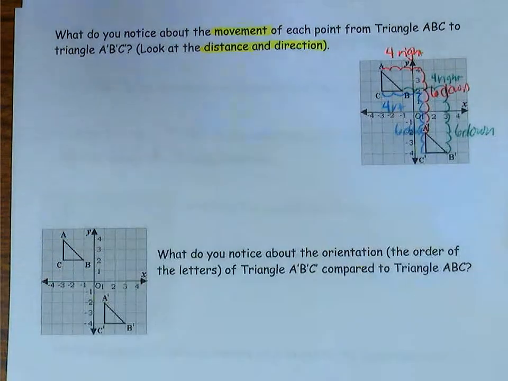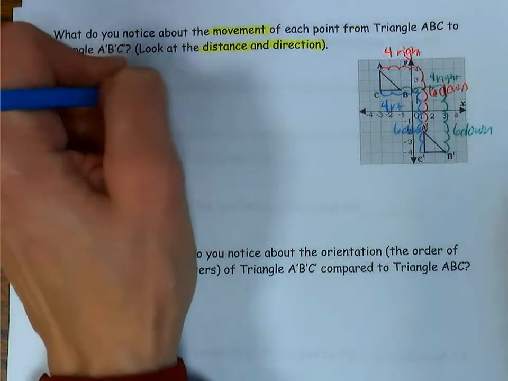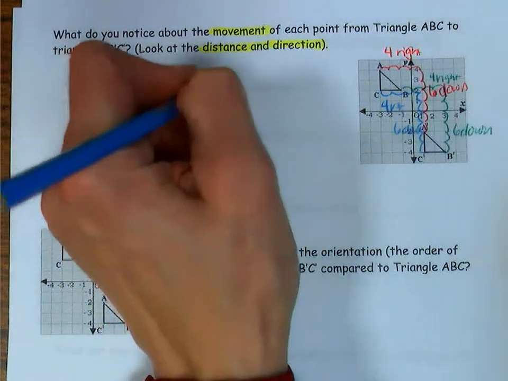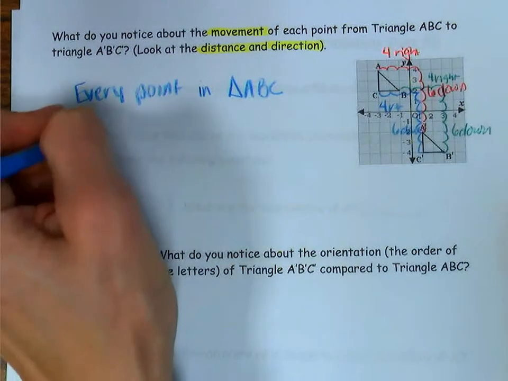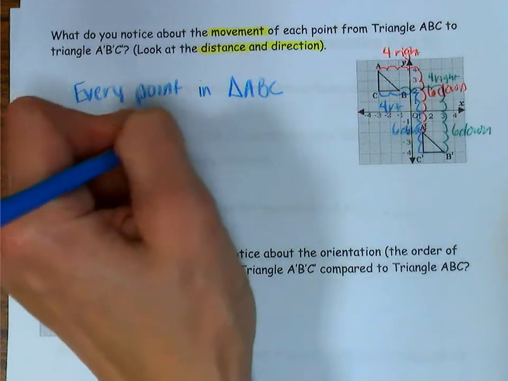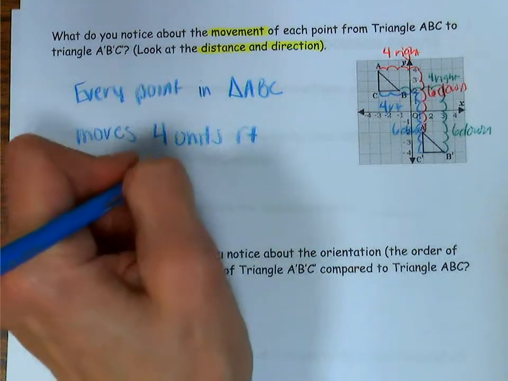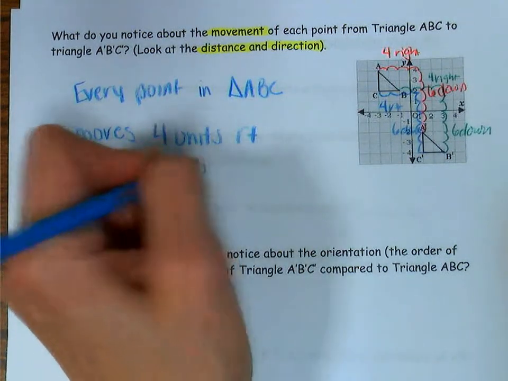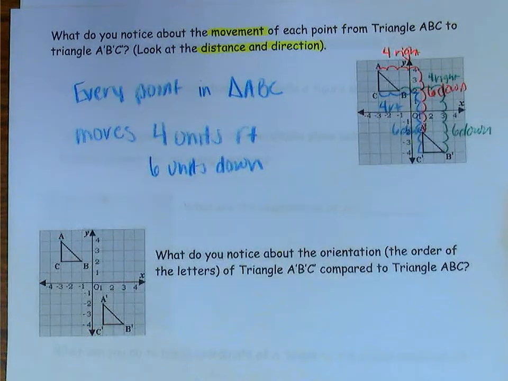And so what can we say about these two? What can we say about the movement? Well, every point in the triangle ABC moves 4 units right and 6 units down to match up to triangle A prime, B prime, and C prime.